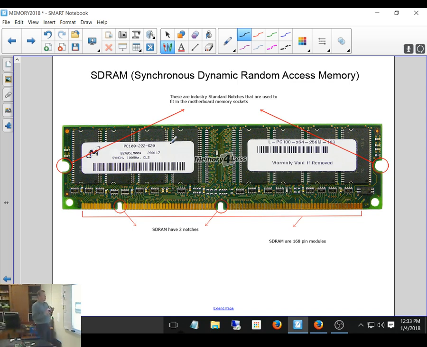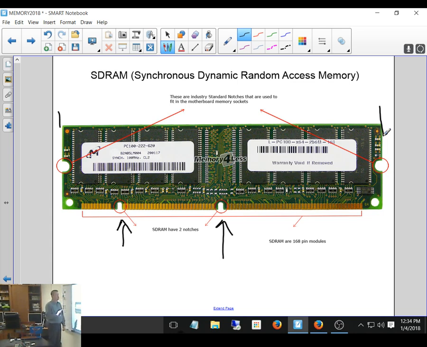And the reason I want to go back here to the original version of SDRAM is to help you understand the naming convention and where the naming convention came from. The first versions of SDRAM looked like this. They had 2 notches in there, and all the versions of RAM were the same physical size, but this notch helped determine what the form factor of it was.